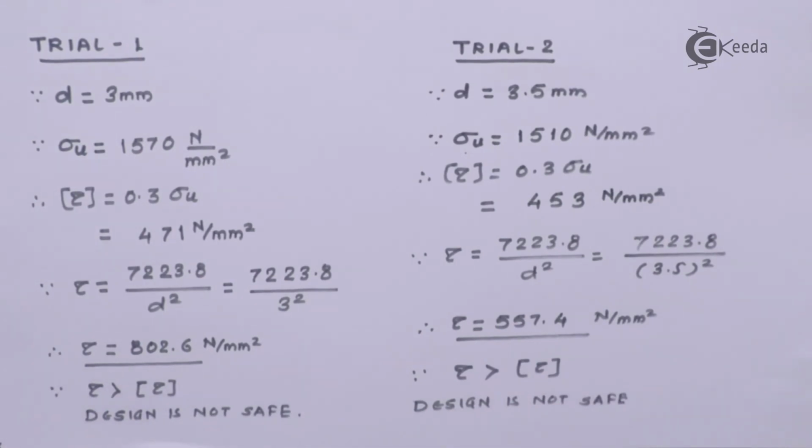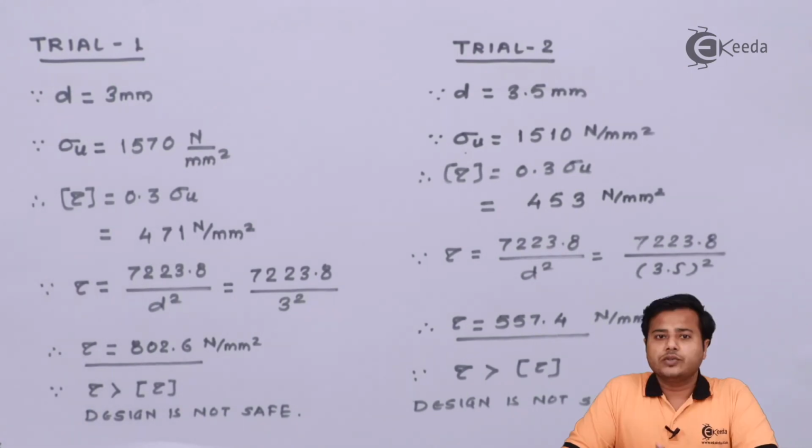Students, we are right now solving this numerical where we are trying to find out whether the selected dimension or the selected diameter of the wire is safe or not, based on which rest of the dimensions do depend. So in first two trials, it is found that they are not safe. Let us go for the next two trials in the next video, in the next lecture, so as to prove that the given dimension is safe or not.